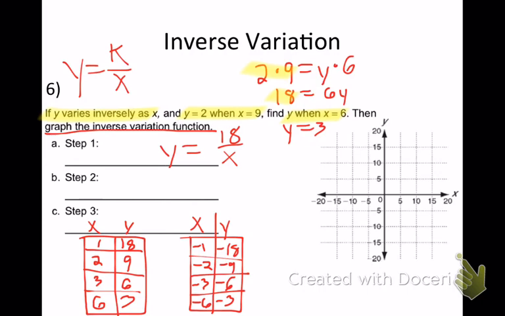So I'm going to graph these functions here. I have 1, 18; 2, 9; 3, 6; and 6, 3. What else about my graph here? It's curving down. Then I'm going to do the other side. -1, -18; -2, -9; -3, -6; and -6, -3. Same thing. I got a graph going the other way. So that's how I can graph.